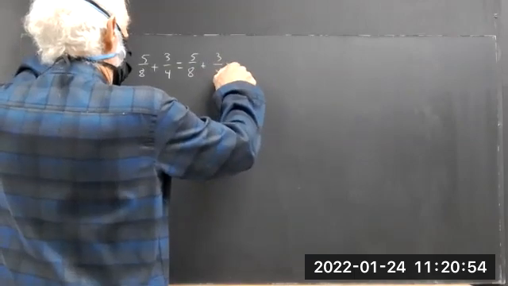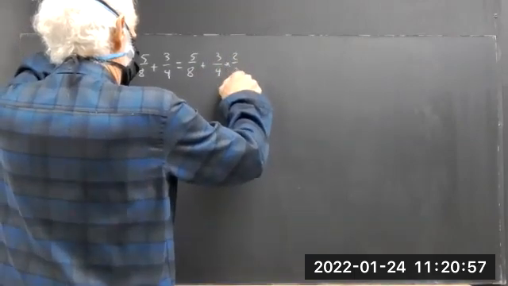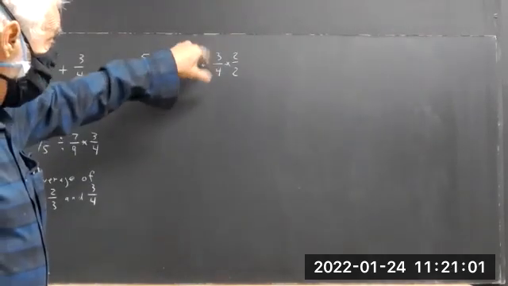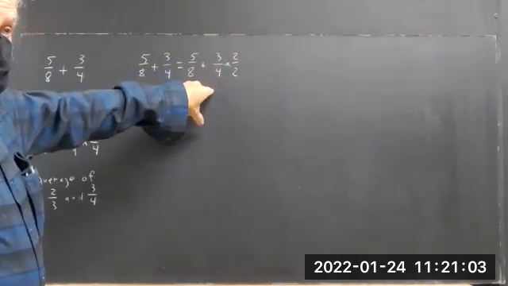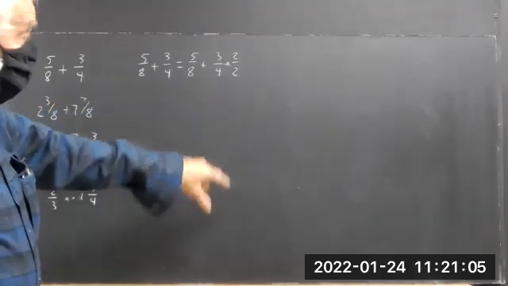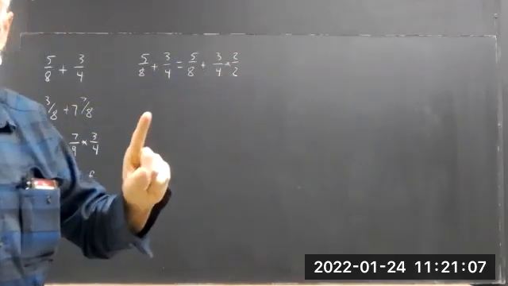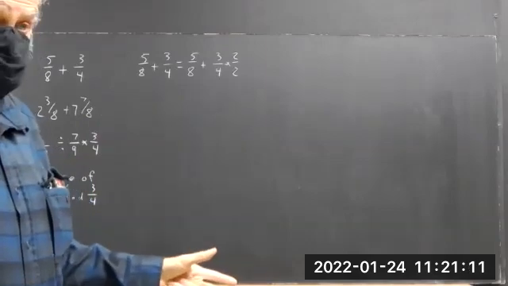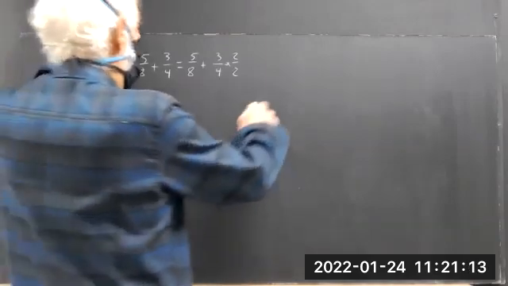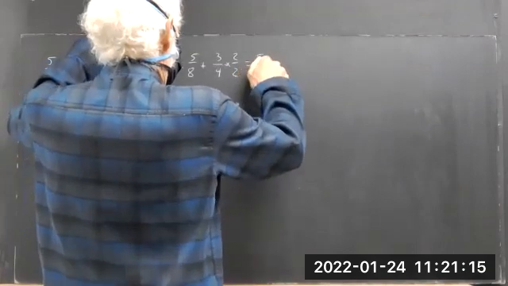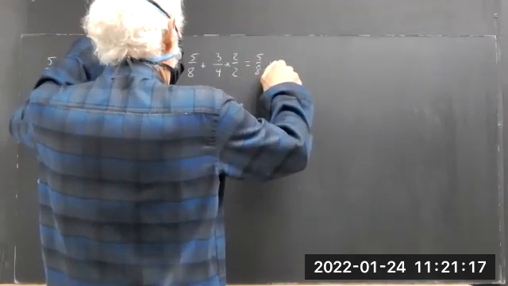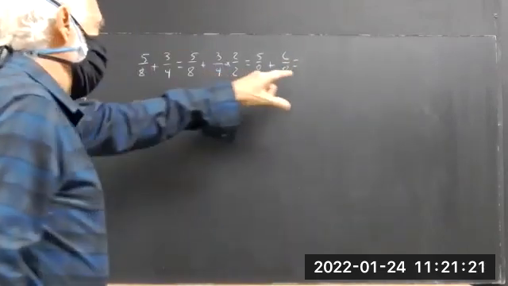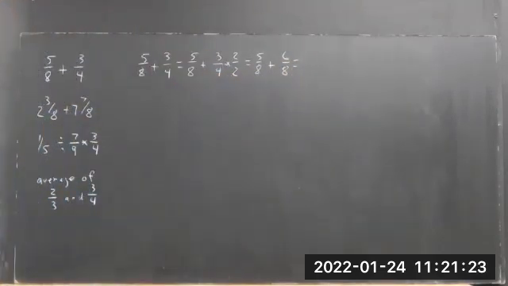You've got 3/4. If you multiply 3/4 by 2/2, you're going to get an 8 down here, and you're not going to change the value of this fraction because 2/2 is just 1. And multiplying by 1 doesn't change the value of anything. That's 5/8 plus 6/8.